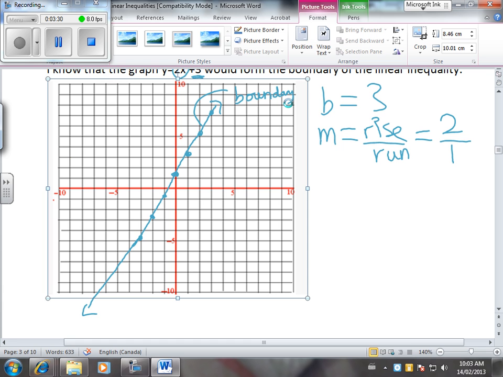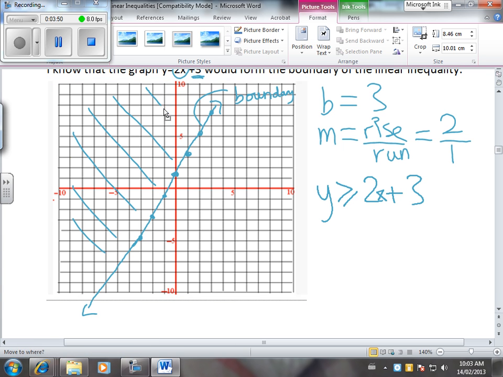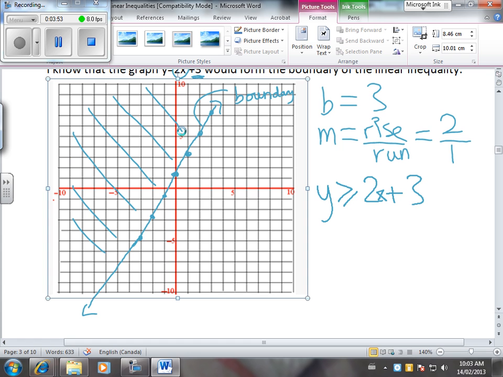Okay, and because it's y is greater than or equal to 2x plus 3, so it's anything greater than, we will shade above the boundary line. Okay, and we'll talk about the rules for that on the next page. And because I've drawn arrows on the ends of my line and we have not been given any restrictions, we will assume that x is all real numbers and y is all real numbers.